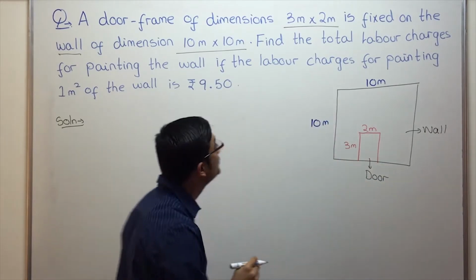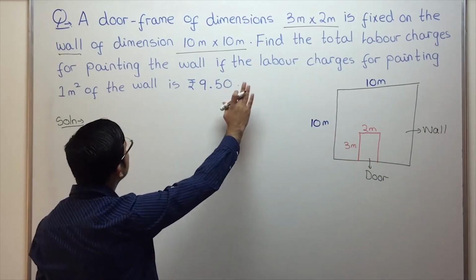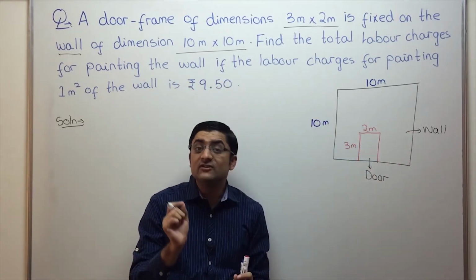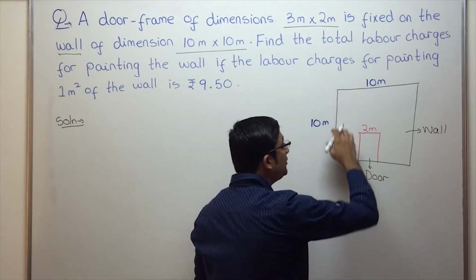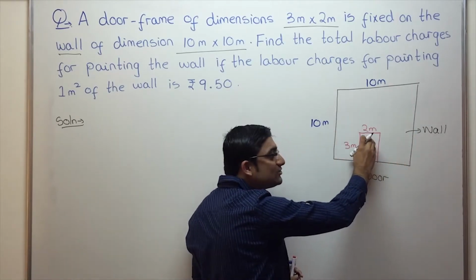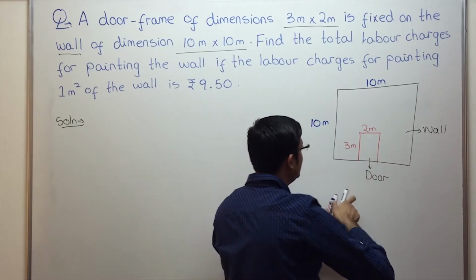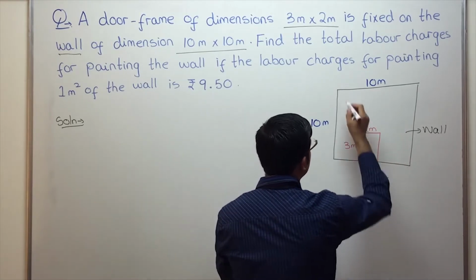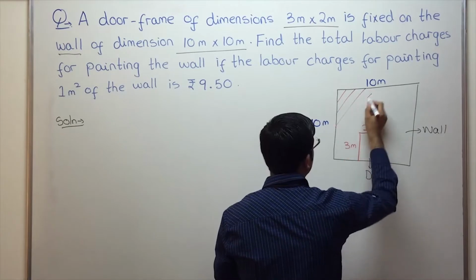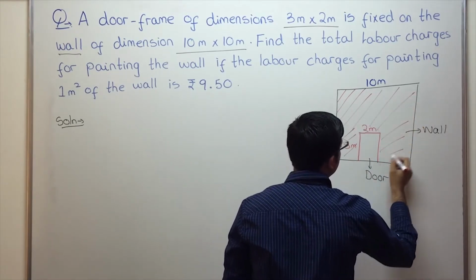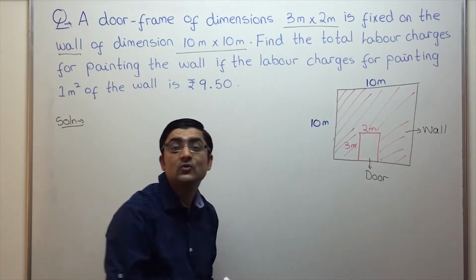Now what do we have to do? We want to find the total labor charges for painting the wall. So basically we have to paint the wall. So let me first shade what all we have to paint. See, we don't have to paint the entire wall. Why? Because there is a door in between. So leave this much, we have to paint the remaining part. So this shaded region is the amount we have to paint.